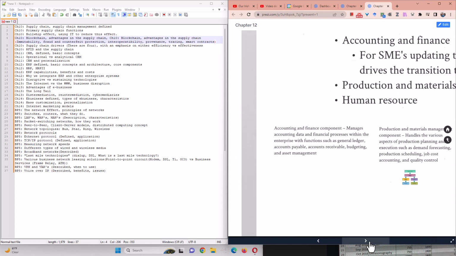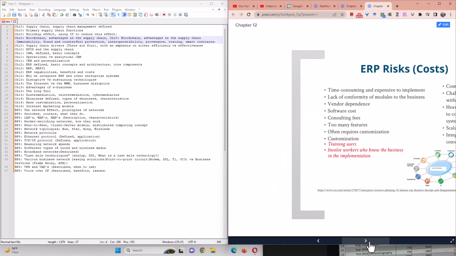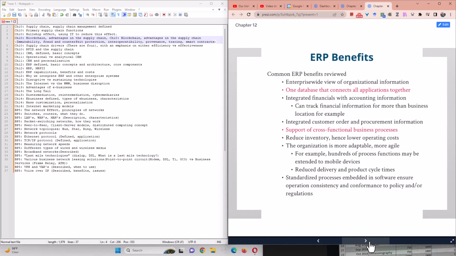One good thing to know would be the benefits and the risks of ERP. Again, single database, enterprise-wide view of the data, financials integrated with accounting, ordering, customer order integrated with procurement so that customer orders can drive purchasing, supports cross-functional processes, operating on real-time or near-time information allows you to reduce inventory and lower operating costs because your organization is more agile, more adaptable as an organization.